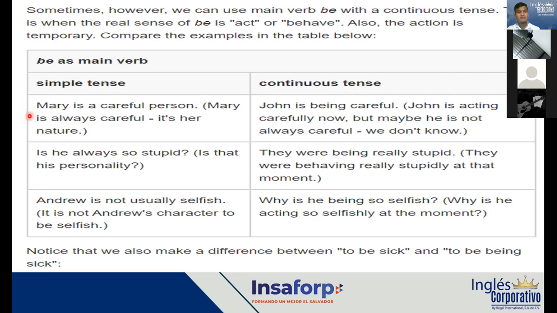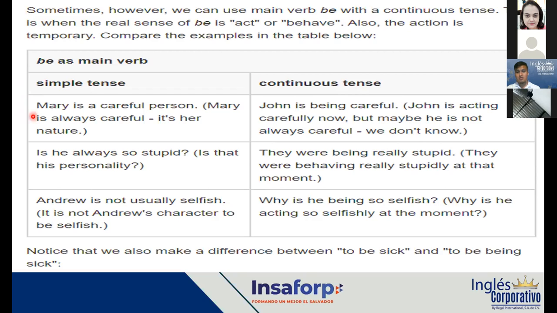Can I have a volunteer for this example number one? Me, teacher. Okay, go ahead. Mary is a careful person. Mm-hmm. Mary is always careful. It's her nature. So when you said Mary is a careful person, estamos diciendo que María es una persona cuidadosa. Por eso entre paréntesis dice que ella siempre es cuidadosa, es su naturaleza.